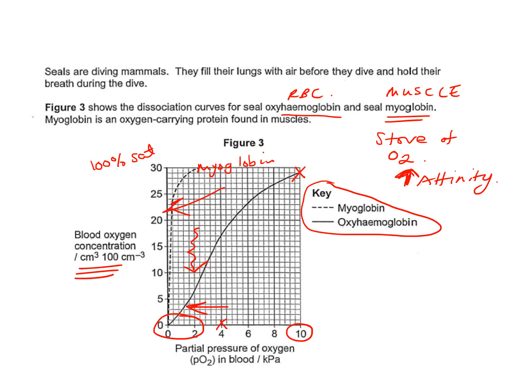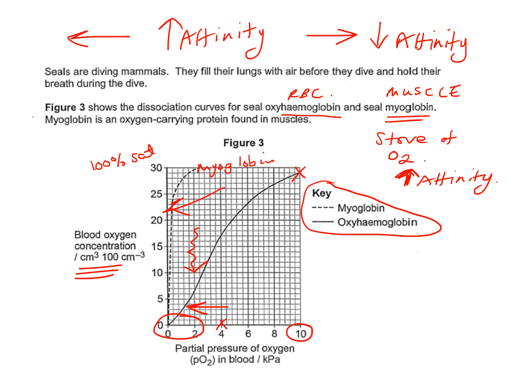So key point, take home message is any curve shifted to the left has a higher affinity for oxygen compared to adult hemoglobin. Any curve shifted to the right has a lower affinity for oxygen. For example, in the presence of more carbon dioxide.